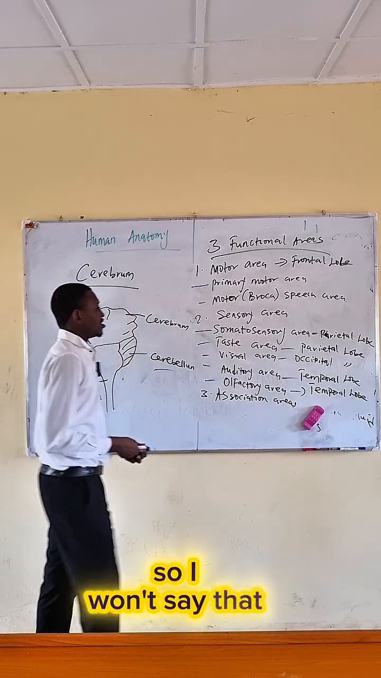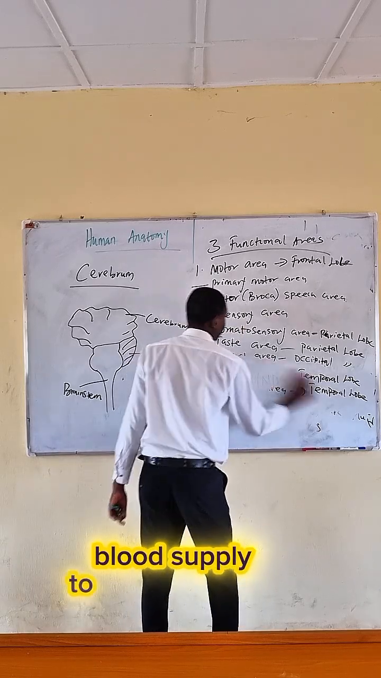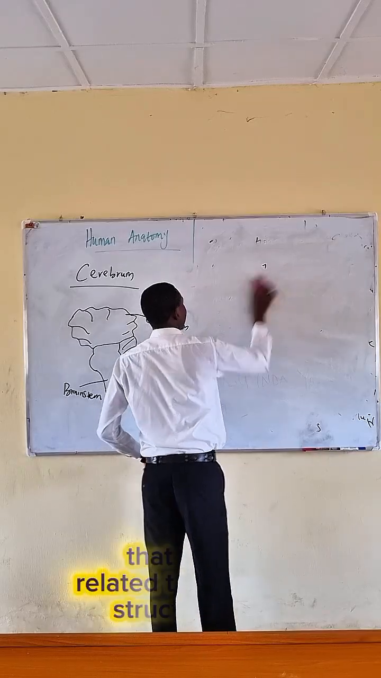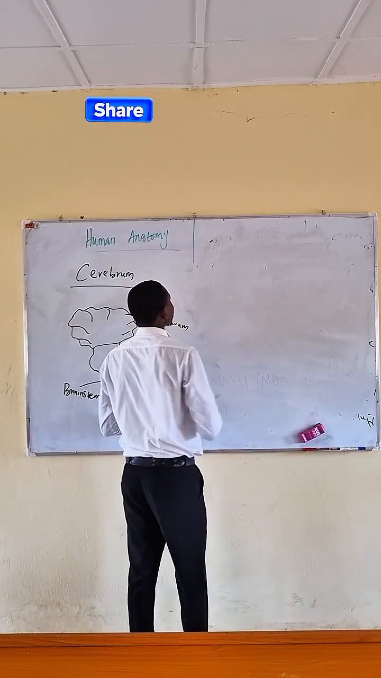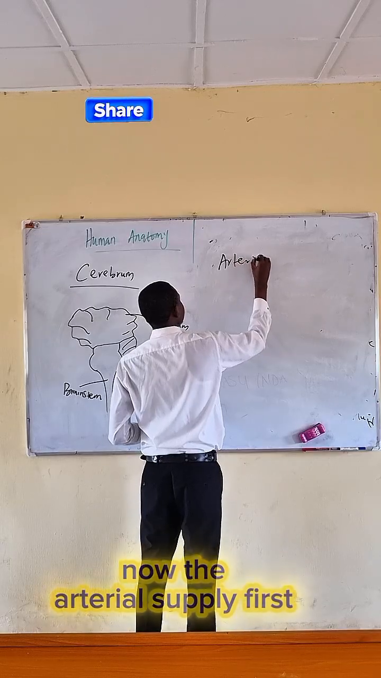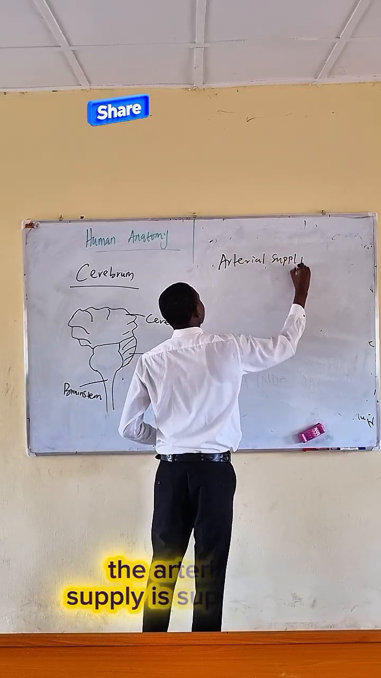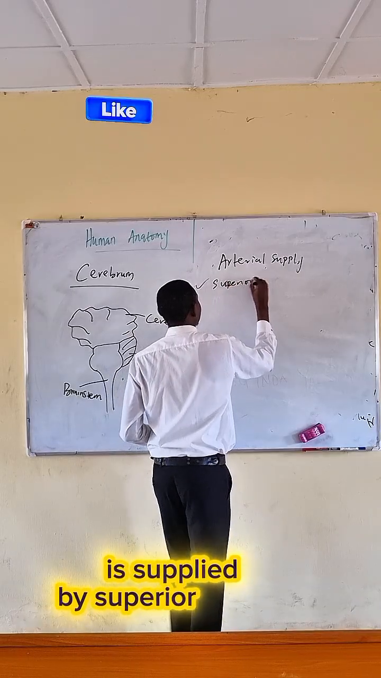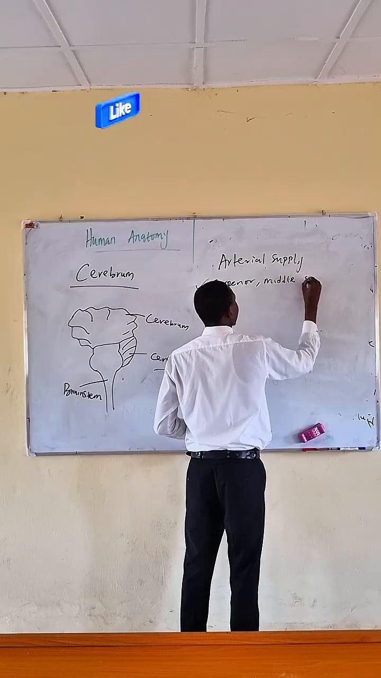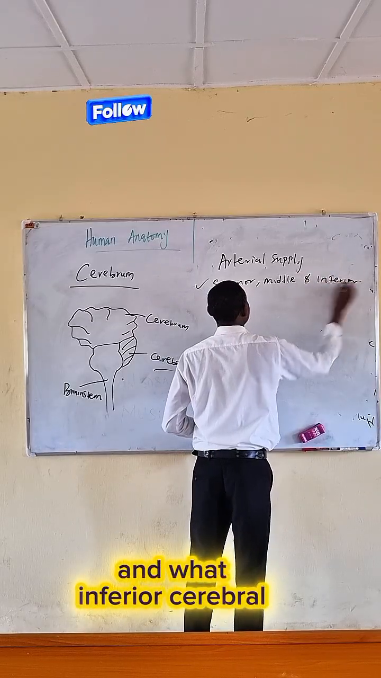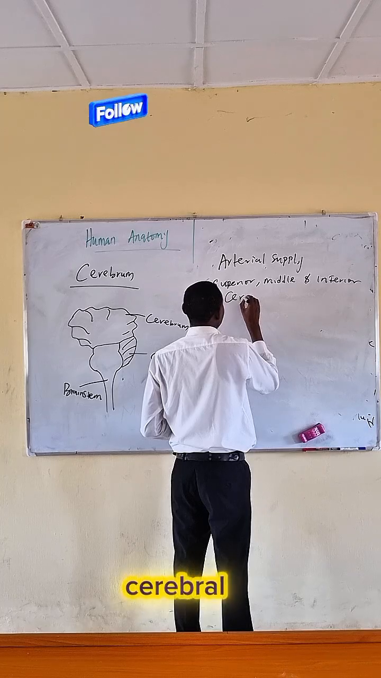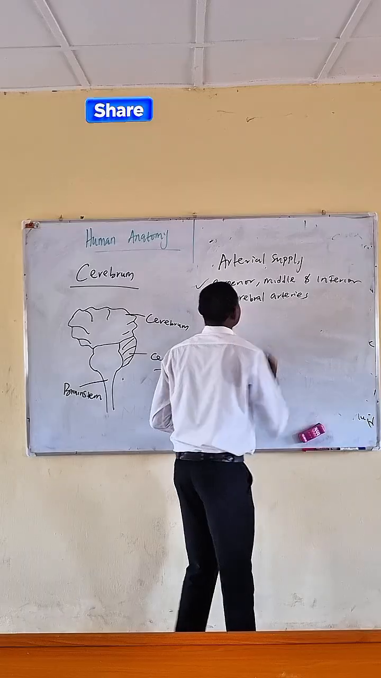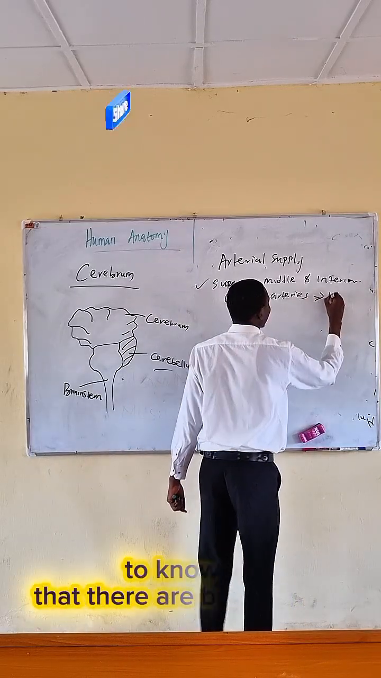So having said that, let's quickly look at the blood supply to this important structure. Blood supply meaning the arteries and the veins that are related to these structures. Now, the arterial supply, first of all, is supplied by superior, middle, and inferior cerebral arteries.